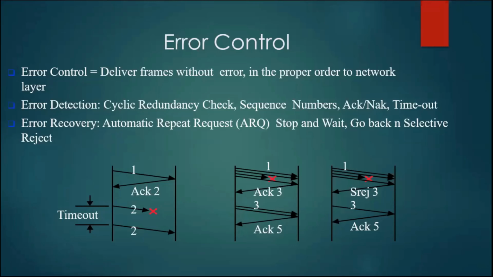So error detection is done using cyclic redundancy checks or sequence numbers, right? A cyclic redundancy check asks: did I receive the actual packet? A packet will have a redundancy check or checksum value, which says, okay, this is a checksum value from the previous packet. Did you get it or not, right?